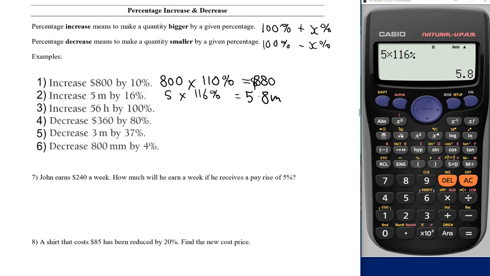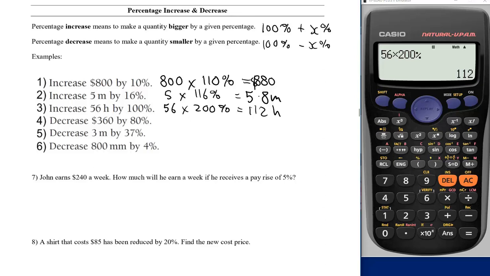Okay, let's do example 3. Increase 56 hours by 100%. It's going to be 56, and we're increasing by 100%, so it's going to be 100 plus 100, which is 200%. So times 200%, 56 times 200, shift percent equals 112 hours. Now, you could see also that we've just doubled our value there. So 200% is just double something. So when we increase by 100%, we're also doubling it.